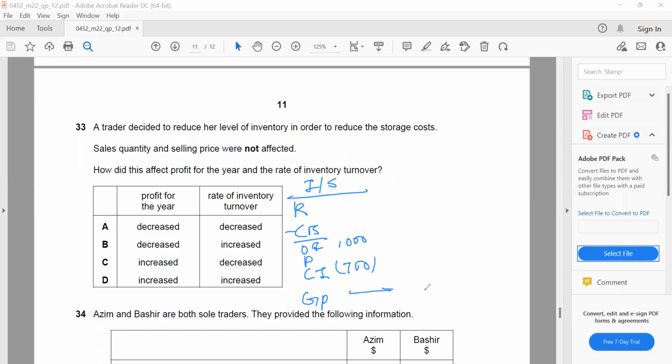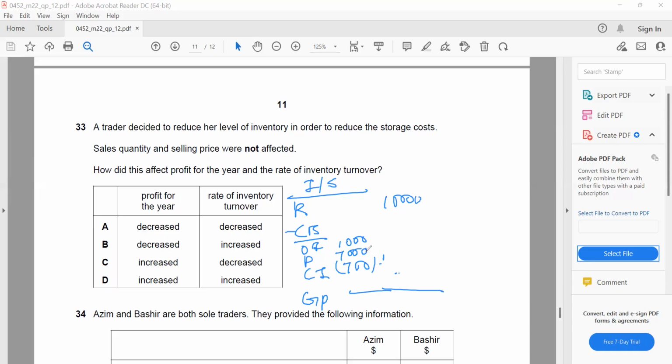Let's say, for example, this one is 1,000, and this one is 700, the reduced lesser amount. Closing inventory is lesser. So when closing inventory is reduced, the cost of sales will be increased. This one has no change. Let's assume I put 10,000 here. My purchases, assuming no change, 700.